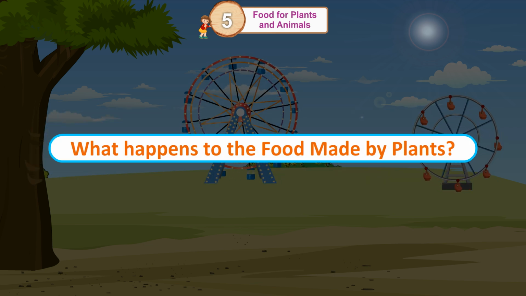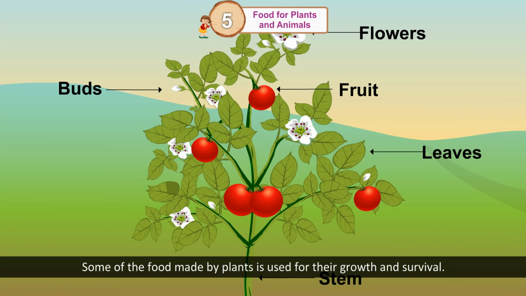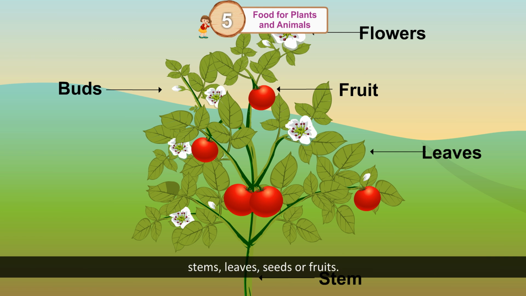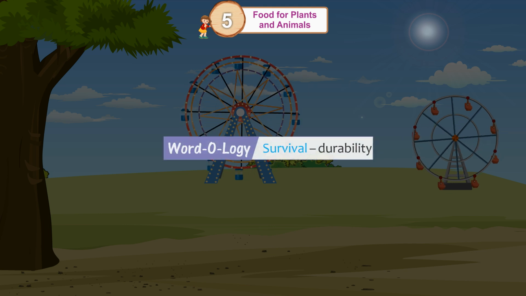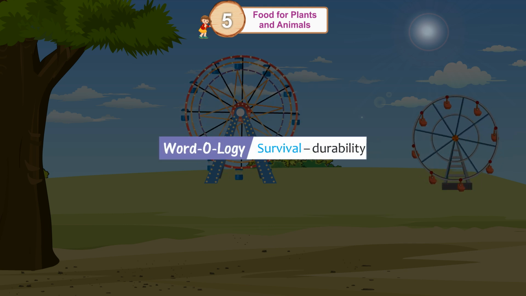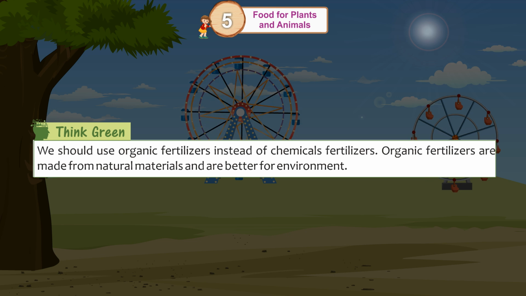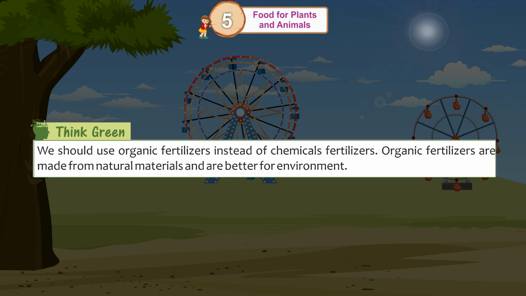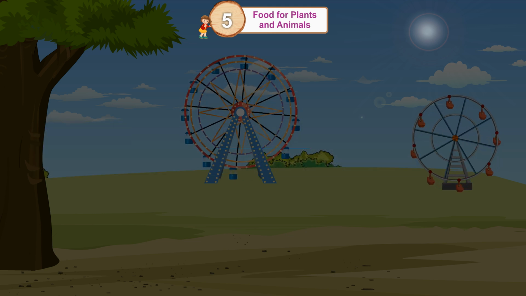What happens to the food made by plants? Some of the food made by plants is used for their growth and survival. The rest of the food is stored in the form of starch in different parts of the plants like roots, stems, leaves, seeds, or fruits. Wordology: survival, durability. Think green. We should use organic fertilizers instead of chemical fertilizers. Organic fertilizers are made from natural materials and are better for the environment.